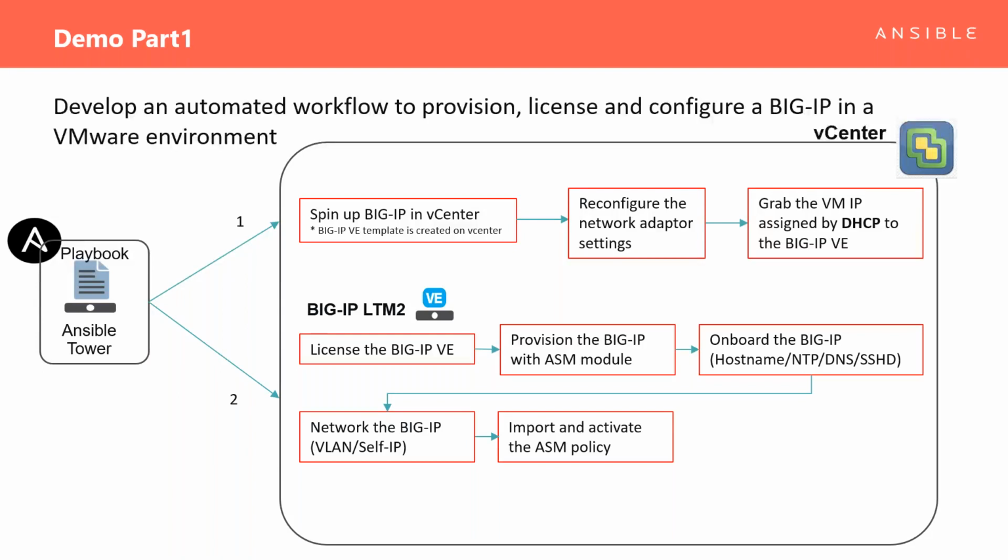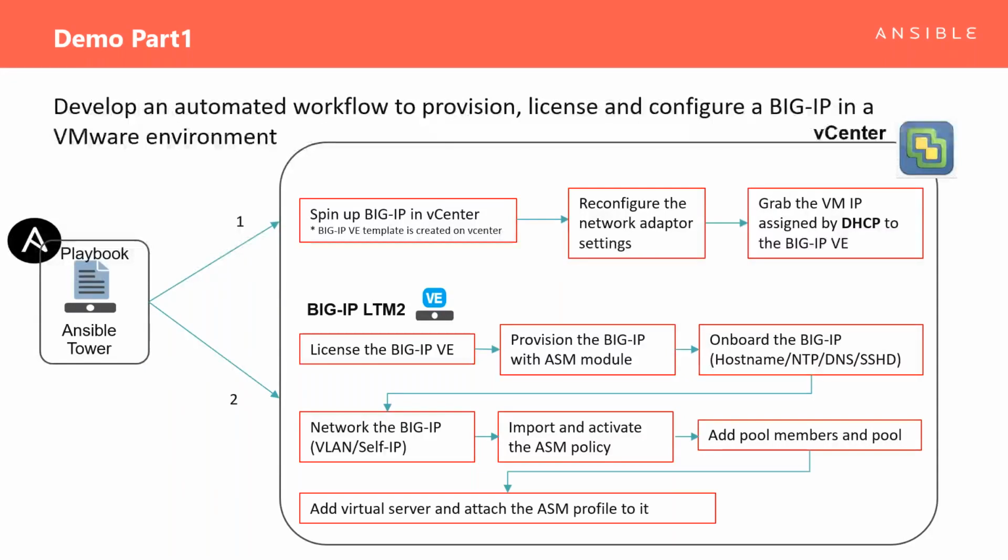Now, this ASM policy, we are not going to create a new one on the BIG-IP, but we are going to grab an ASM policy from GitHub. We're going to upload it to the BIG-IP. We're going to activate it, and we're going to finally assign it to a virtual server. So after we import and activate the ASM policy, we're going to go ahead and create the pool members and the pool, and then create a virtual server and attach the ASM policy to it.